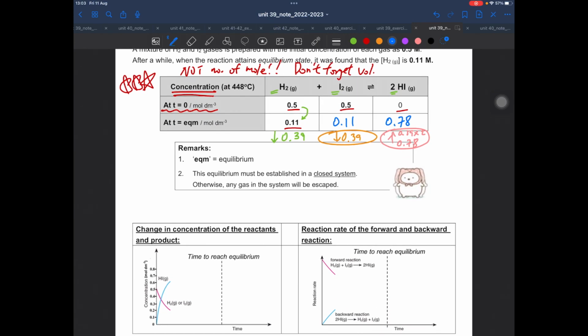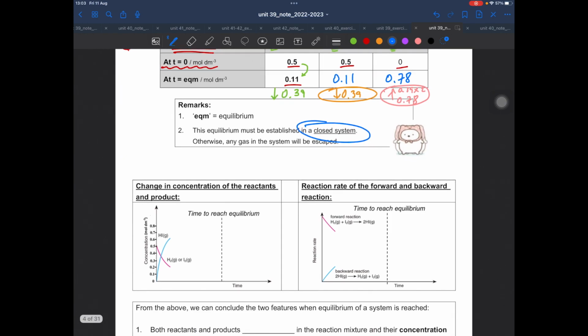I have mentioned before, in order to reach equilibrium, you must have a closed system. Otherwise everything is gone, so there's no point in having equilibrium.